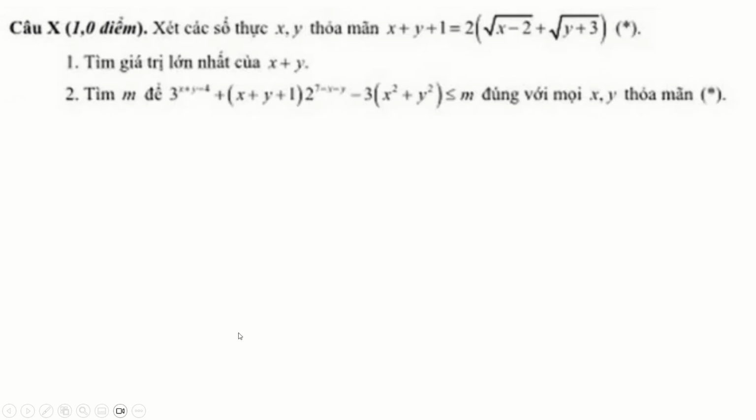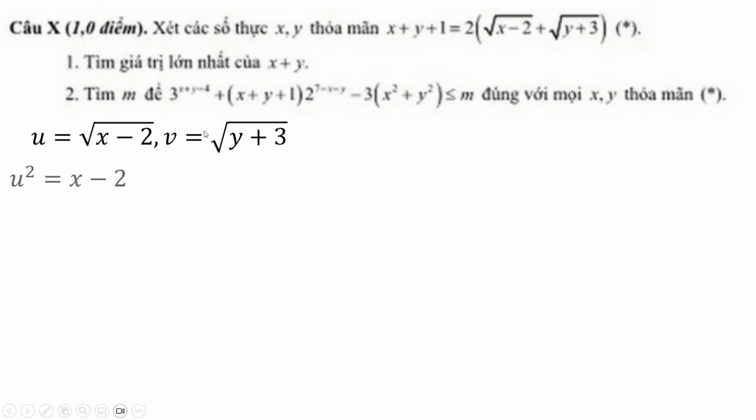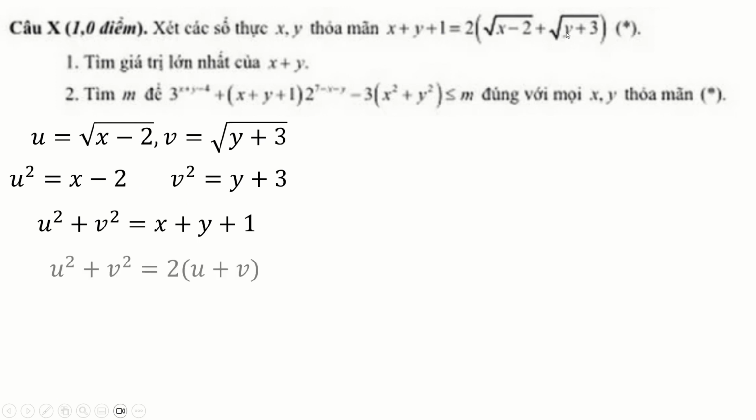I'll just say that. Question number 10 then, and to finish up, we're going to have this expression here, or equation, and it's asking us to maximize x plus y. So I'm going to make a couple of substitutions here. I'm going to say u equals root x minus 2 and v equals root y minus 3. It just so happens if you square both of those things and then add them together, you end up with x plus y plus 1, which is really nice because that means we can say u squared plus v squared equals 2 brackets u plus v, which is cool.